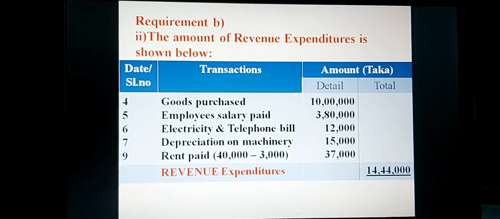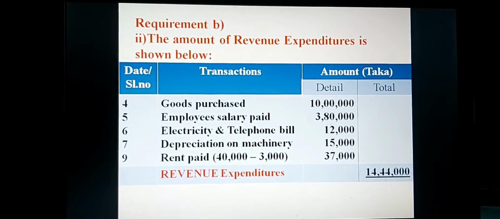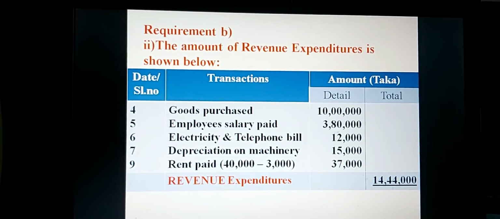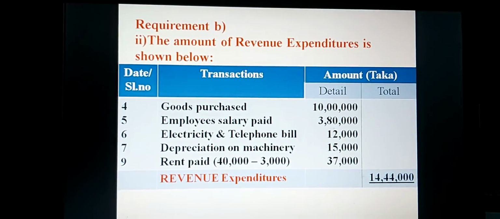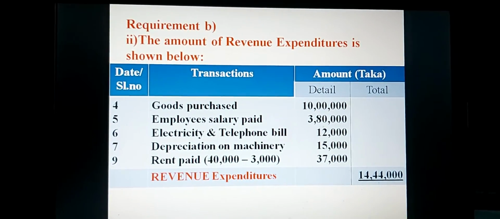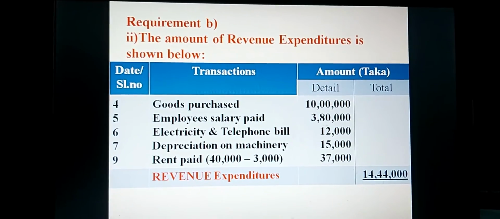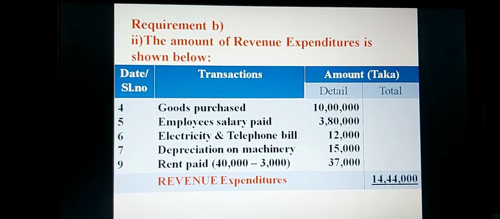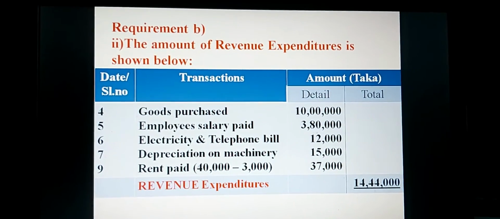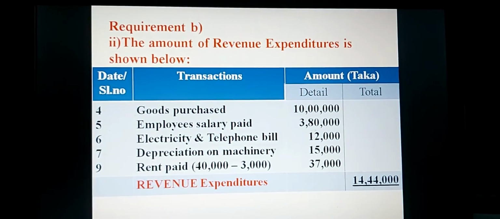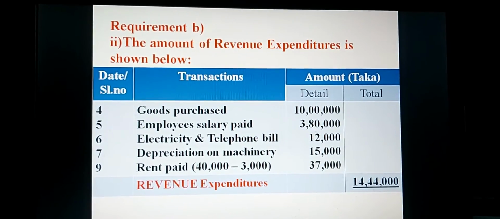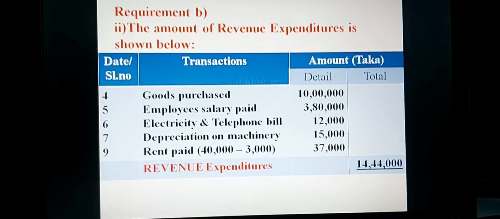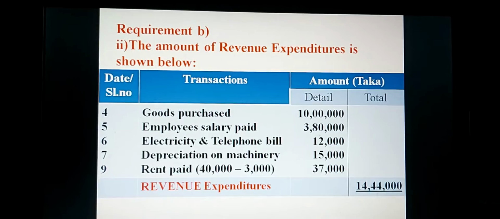Date or serial number, transactions, amount taka detail, and amount taka total. How many revenue expenditures are there in this stem? You can see in the stem, serial number 4, goods purchased, taka 10 lakh. The main activity of the business is buying goods. That is one kind of revenue expenditure for any business.